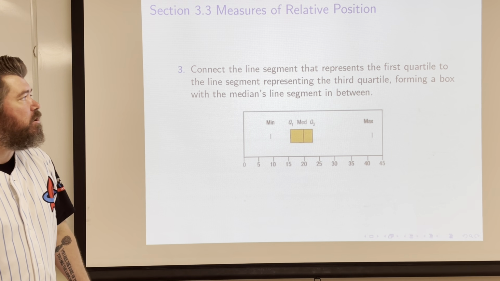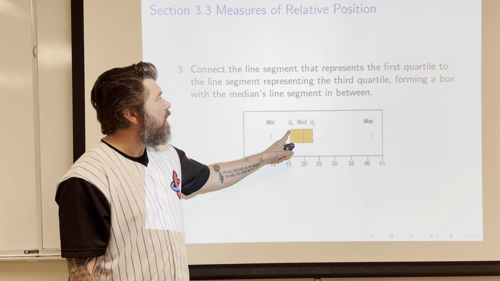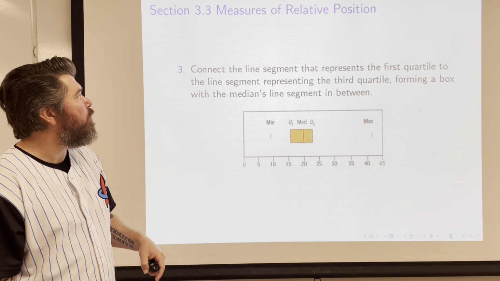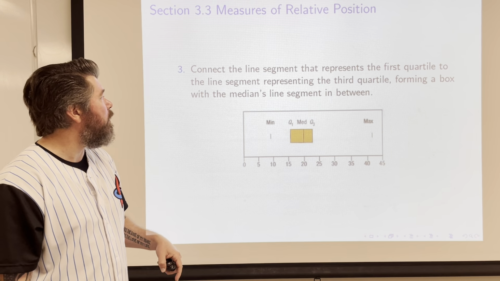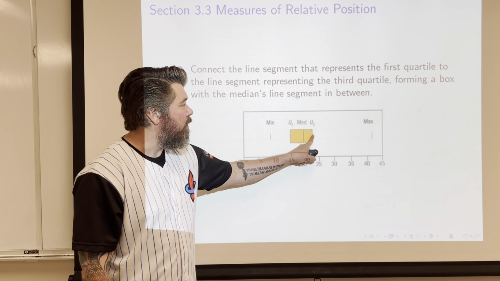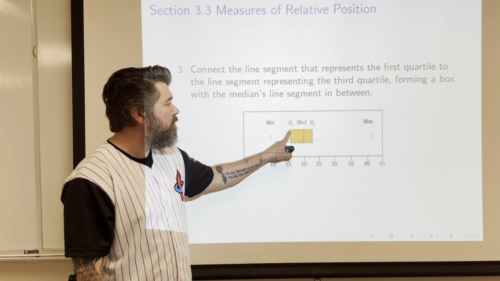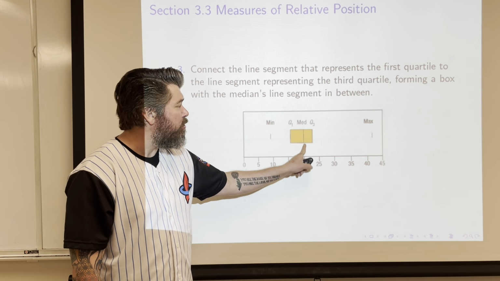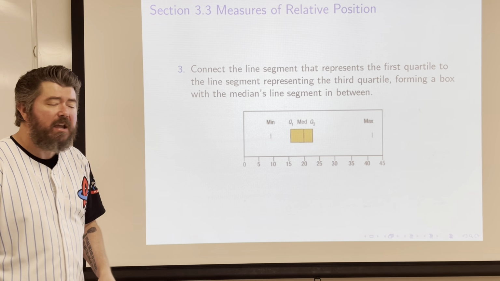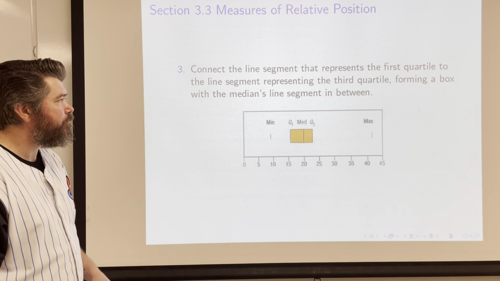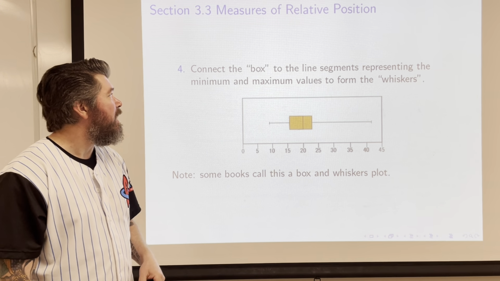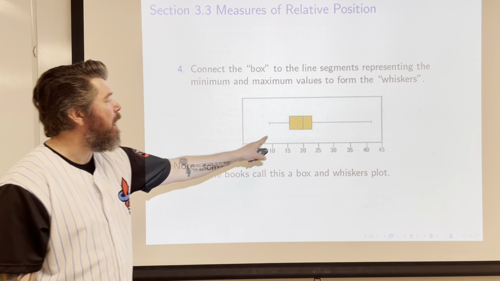And now I'm going to connect the line segment that represents the first quartile to the line segment that represents the third quartile, forming a box. So I'm going to connect Q1 and Q3 with a box, and I'm going to draw a line segment down the portion of the box where the median lies.